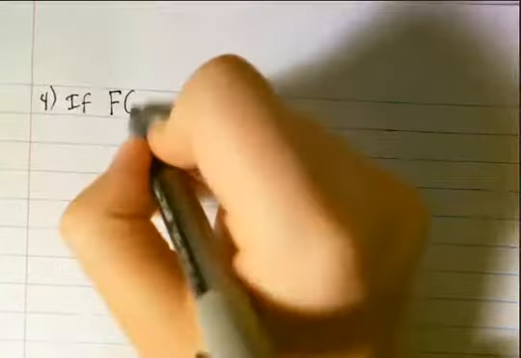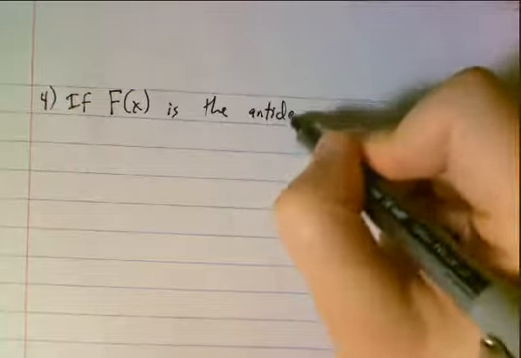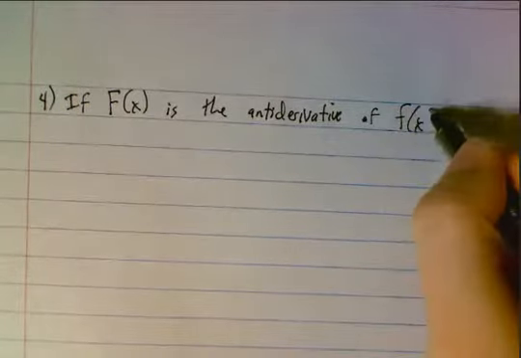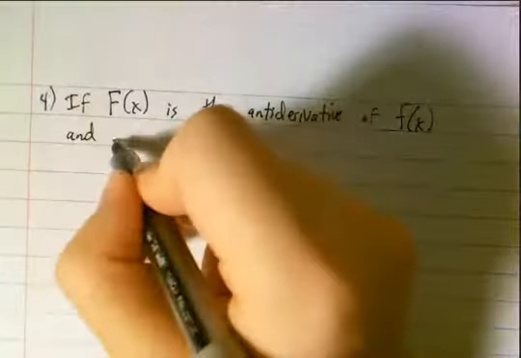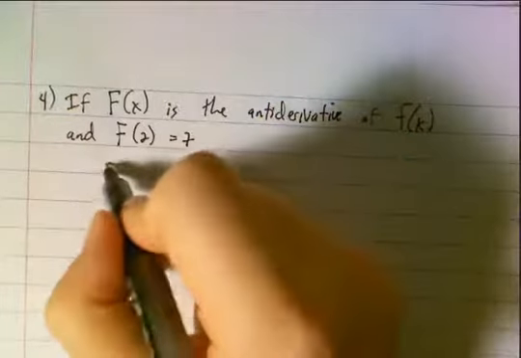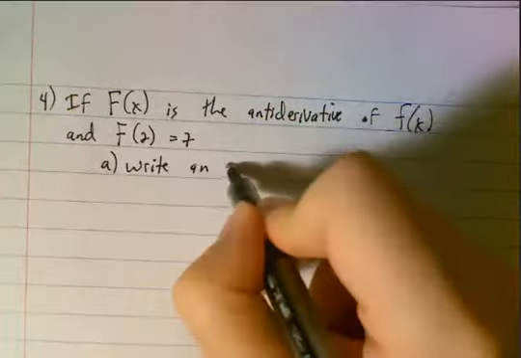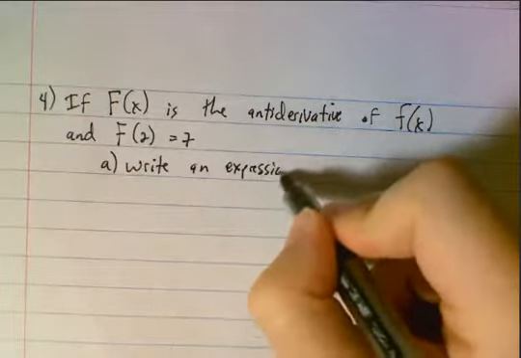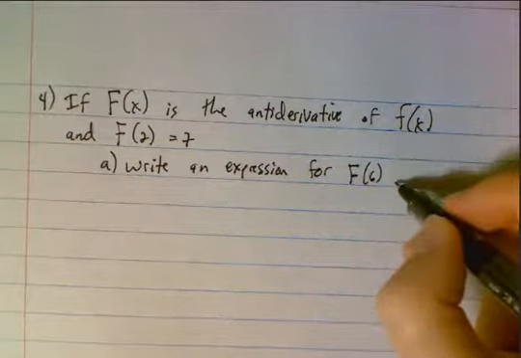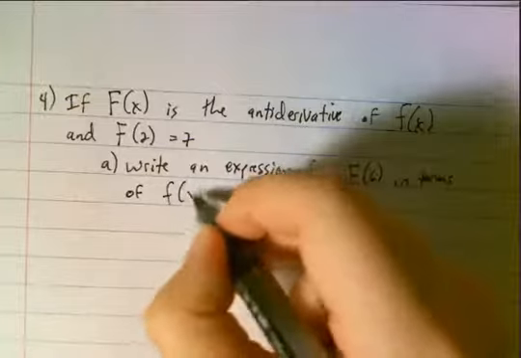If capital F of x is the antiderivative of lowercase f of x, and capital F of 2 equals 7, the first thing we want to do is write an expression for capital F of 6 in terms of lowercase f of x.